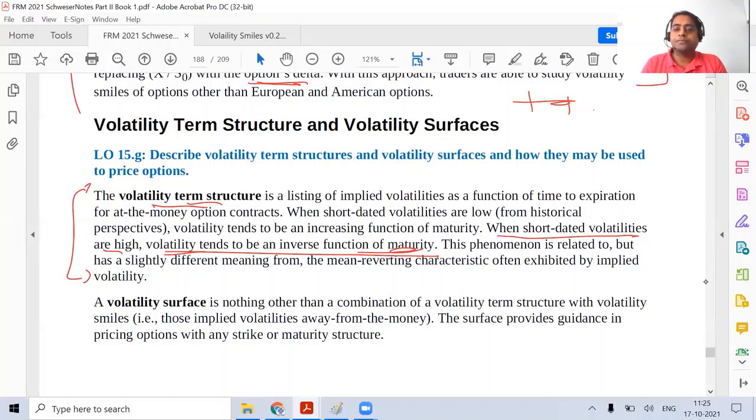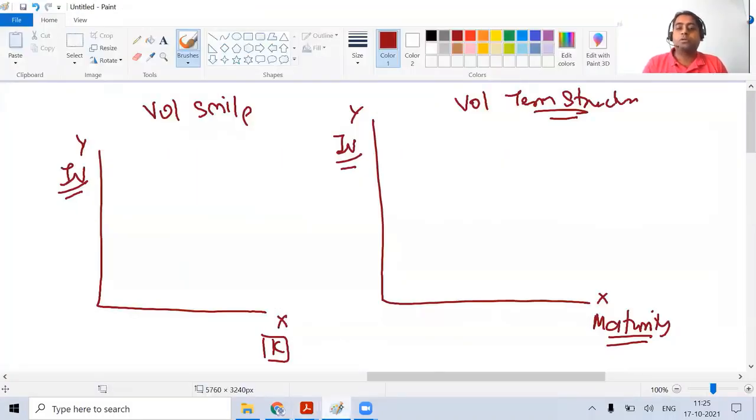Volatility term structure. Okay. Then there is one more concept, which is volatility surface. What is volatility surface? It's a combination of term structure and smile. That means now it's kind of a 3D diagram, because we are taking both.